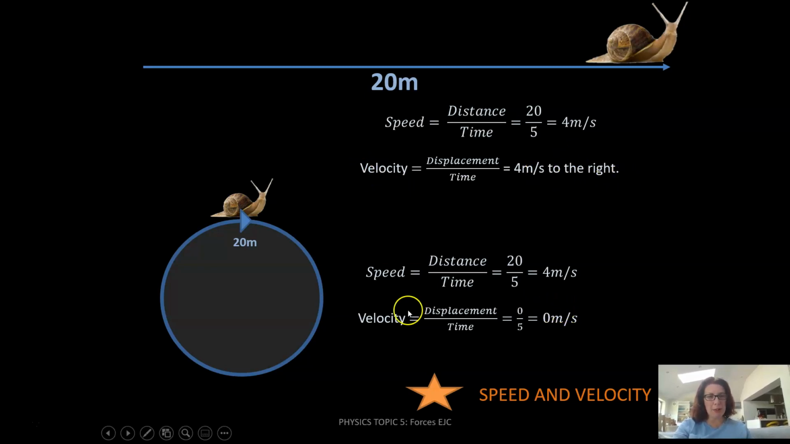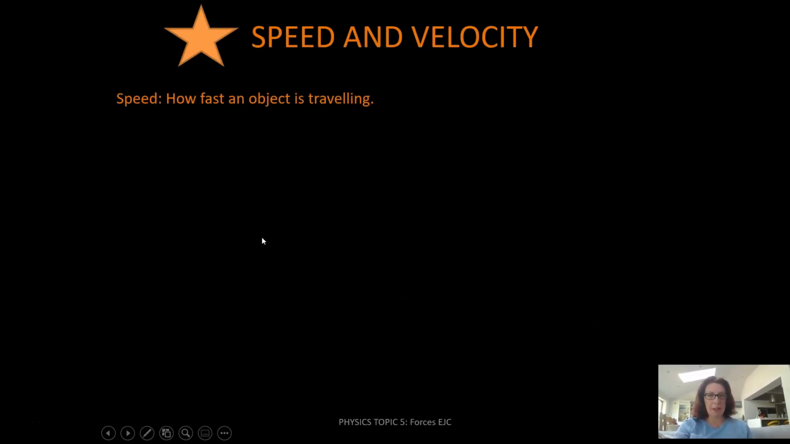This sort of leads on to A level, but I just thought it was interesting to put in, and you could see the difference there with the snail.